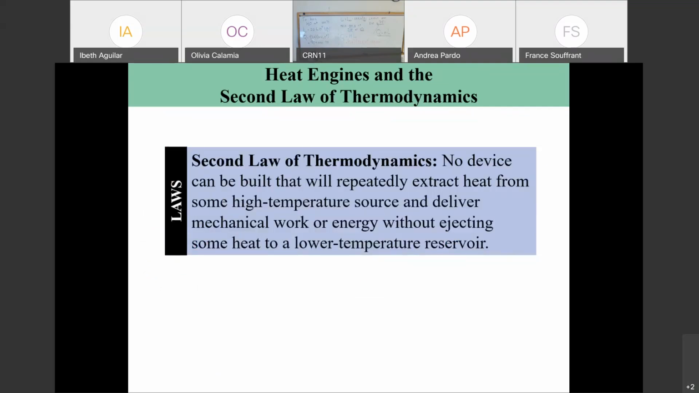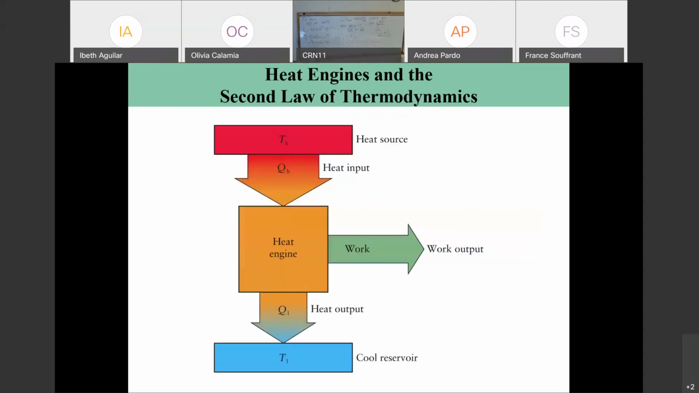And as it says here, no device can be built that will extract heat from some high temperature source and deliver all that heat in the form of work without rejecting heat into the lower reservoir. So some of the heat, unfortunately, is wasted, and some of it is used in terms of work. So work is what we use, and QH is the heat that we receive.